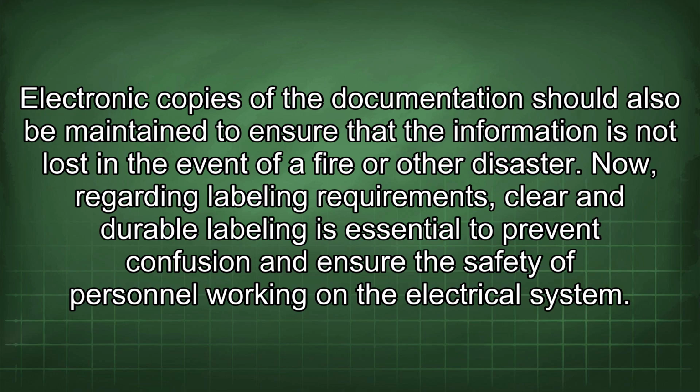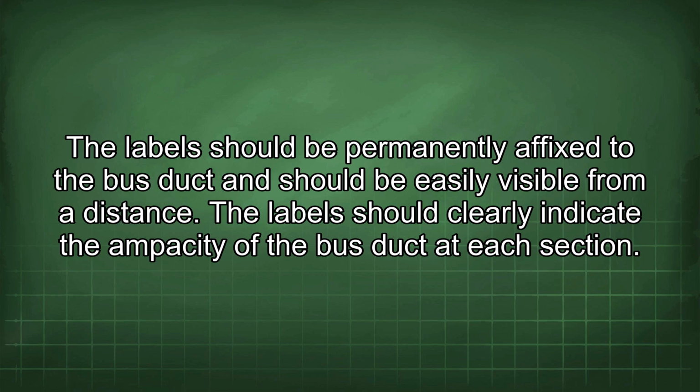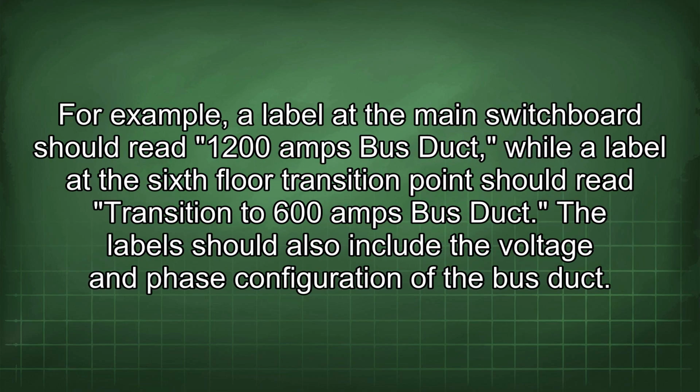Now, regarding labeling requirements, clear and durable labeling is essential to prevent confusion and ensure the safety of personnel working on the electrical system. The label should be permanently affixed to the bus duct and should be easily visible from a distance. The label should clearly indicate the ampacity of the bus duct at each section. For example, a label at the main switchboard should read 1200 amps bus duct, while a label at the 6th floor transition point should read transition to 600 amps bus duct.